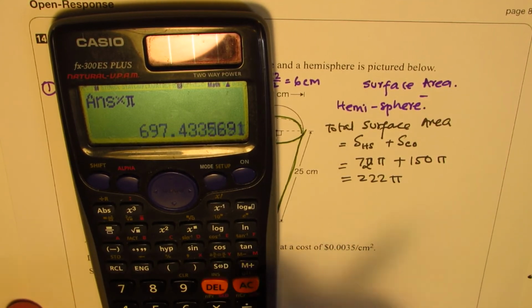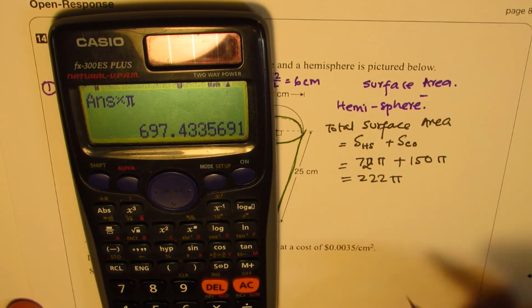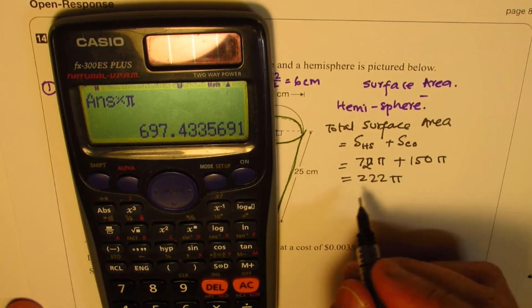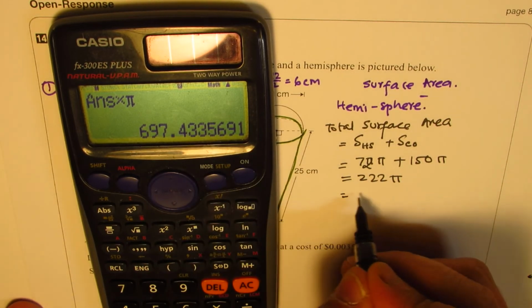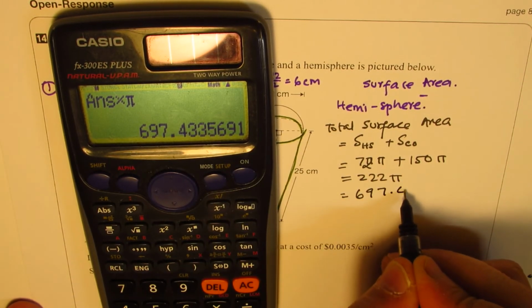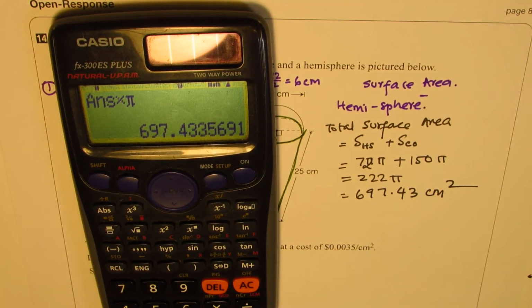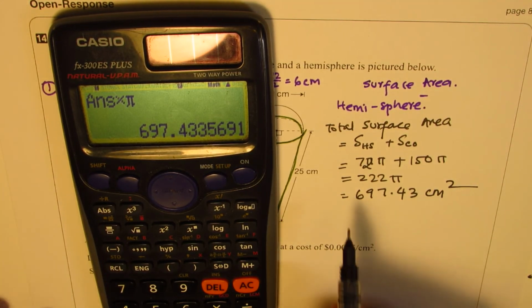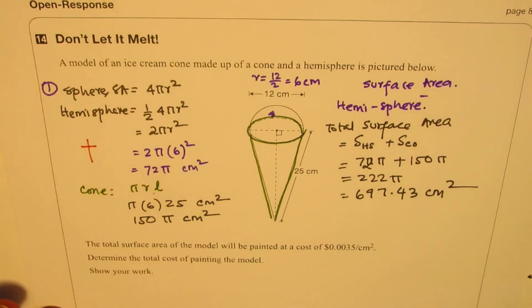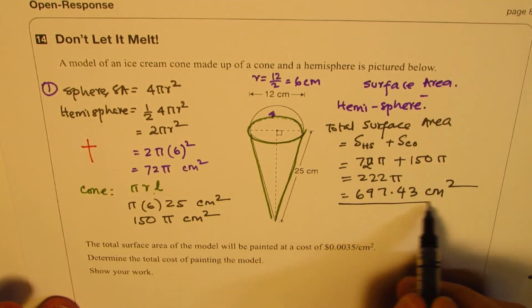Well, let's check it in decimals, how much it is. So this value comes out to be equal to, when you add this up, 697.43 centimeters square, right? So that is what you get as the value of surface area, correct? Now total surface area is that much.